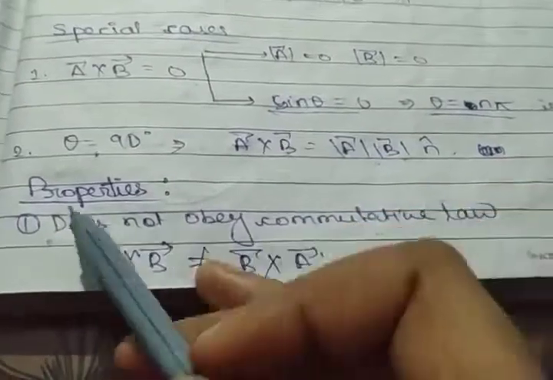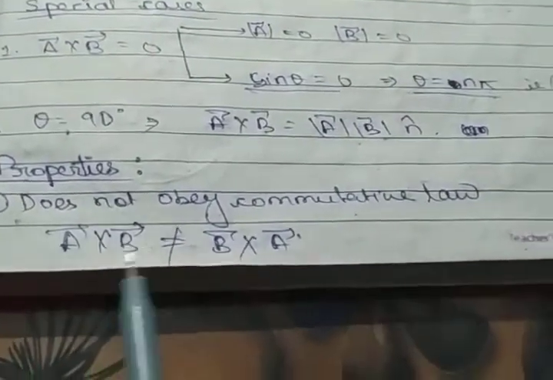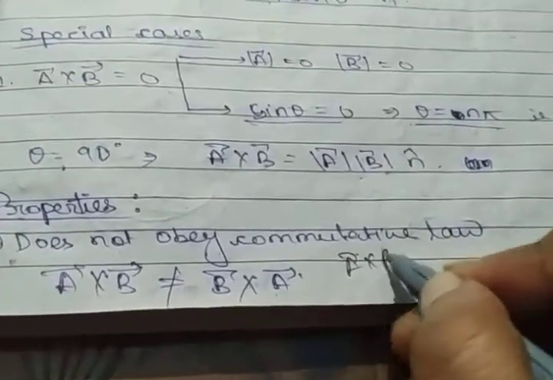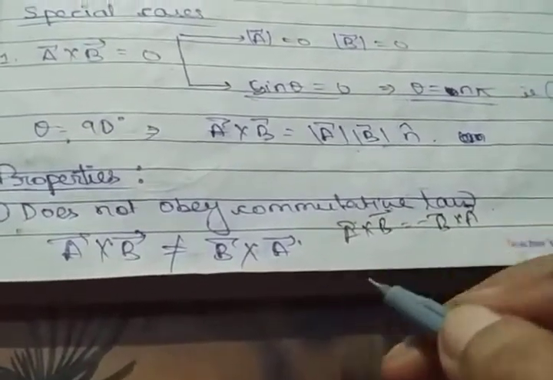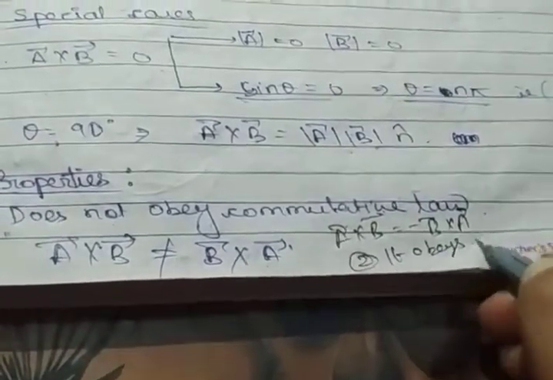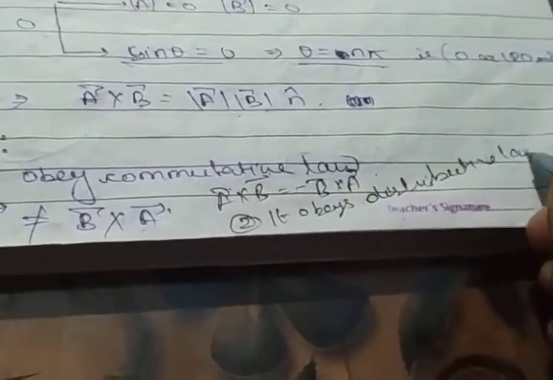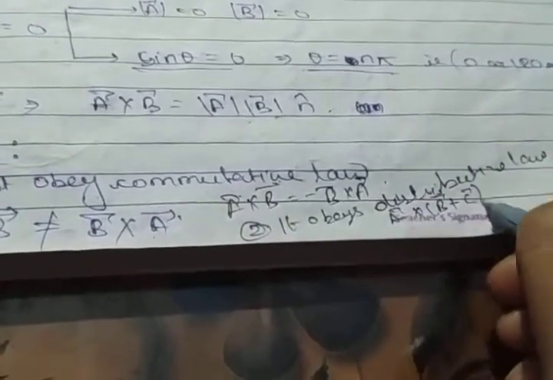Then properties. Here, these do not obey the commutative law. A cross B is not equal to B cross A. Just now we saw why, because A cross B is equal to minus of B cross A. Then next is the distributive law. Yes, it will obey the distributive law. Distributive law means A cross (B plus C), suppose it is like this, will be equal to A cross B plus A cross C.